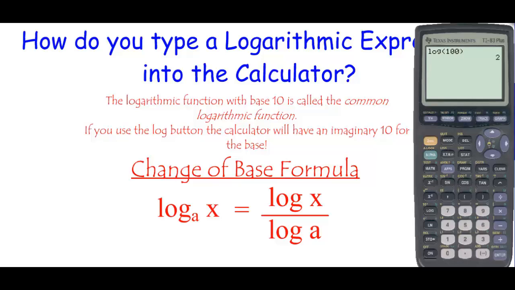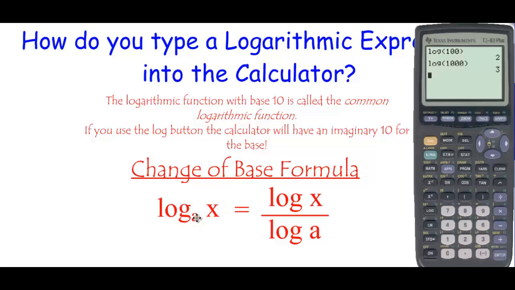Because what this is asking is, 10, our imaginary 10, to what power is 100? Well, it's 2. If I typed in log of 1000, it's asking 10 to what power is 1000? That's 3, but it's only in powers of 10 because the base is 10. So we have to use something called the change of base formula.